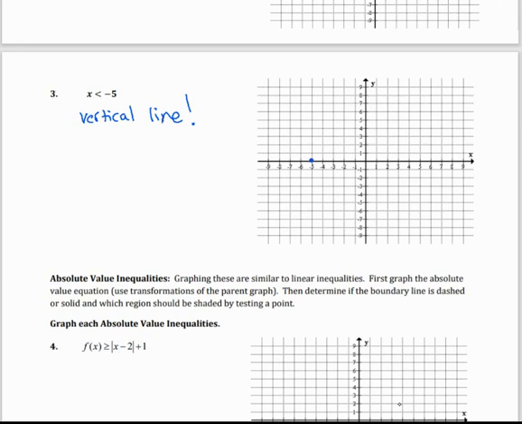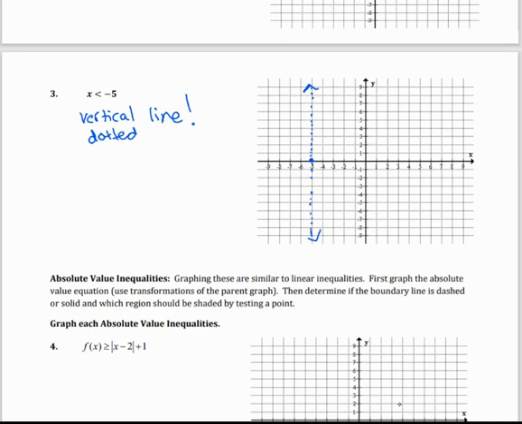What we need to identify is it going to be dotted or solid? In this case, it's going to be dotted because there's no equals to. So I have my x value of negative 5. I connect that with a dotted line, and there's my boundary line. Don't forget about our shading. You can use a test point, or this is just saying all x values less than negative 5.